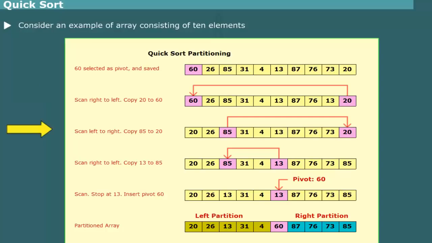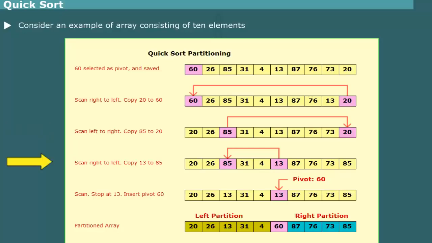Next, the array is scanned from left to right, beginning with element 26, skipping all elements that are smaller than the pivot 60. The element 85 being larger than 60, we stop at element 85. The element 85 is copied to the element pointed to by the right pointer, that is element 20.